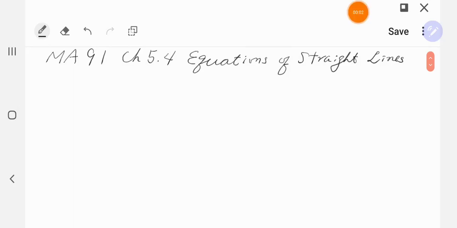Okay, chapter 5.4, equations of straight lines. There are four types of straight lines. One is going up. Look at the right end of this line. If the right end is going up as you go to the right, it's increasing.